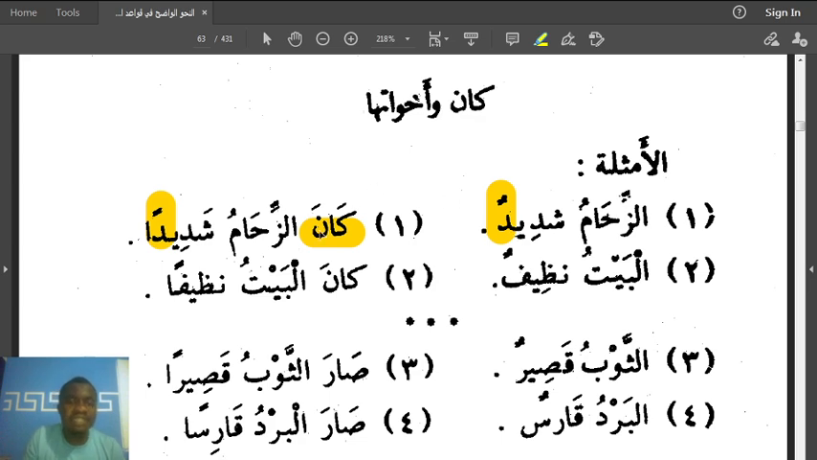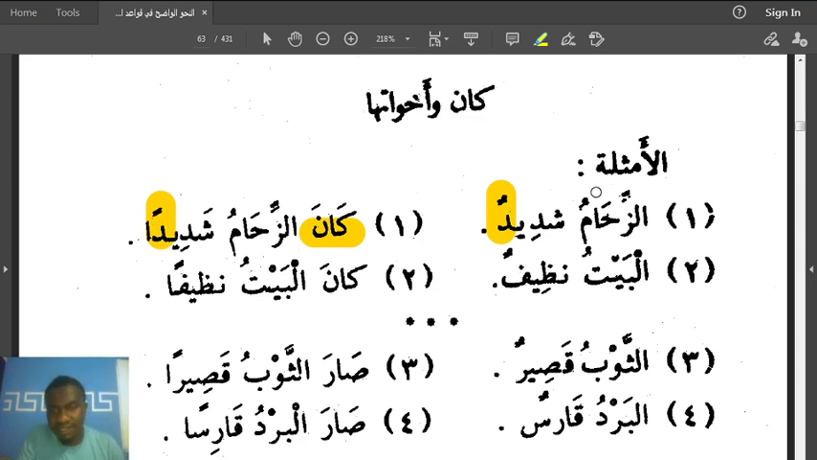Now let's look at what changes here. We have kana az-zihamu shadidan. So from shadidun to shadidan. What caused this shadidan is the introduction of kana. When kana comes and joins a jumla ismiya, the khabar changes from marfu', that is, changes from taking dhamma to taking fatha. So instead of dhamma, you see fatha. So the khabar, kana, changes the khabar to mansub. Instead of marfu', which is dhamma, it changes it to mansub, which is fatha.